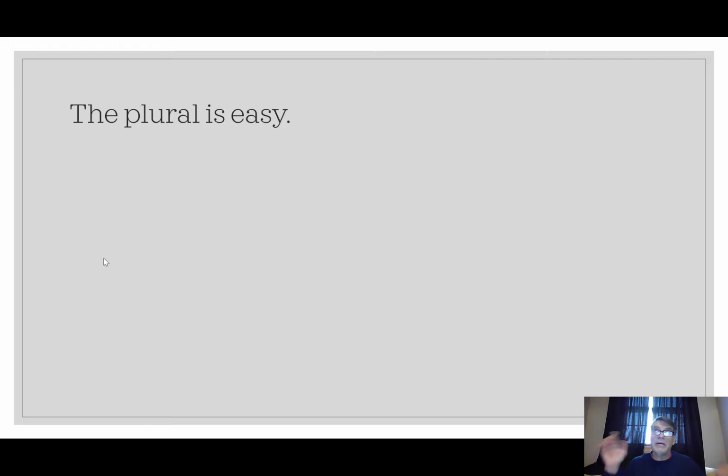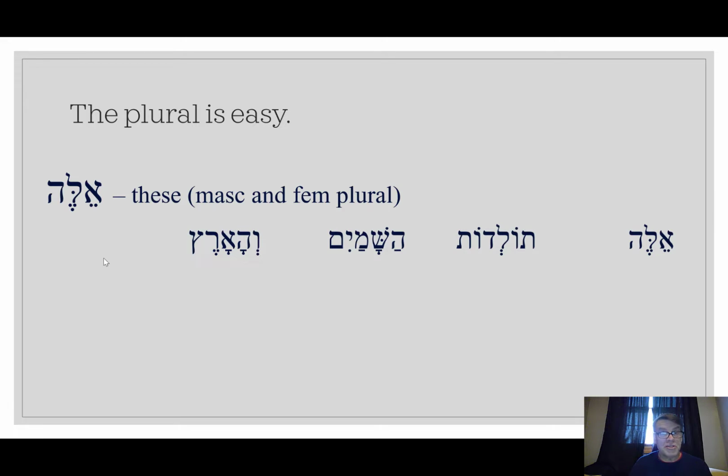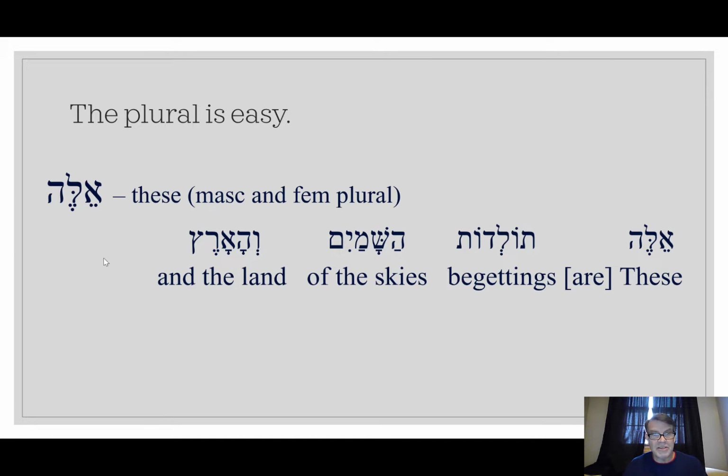The plural, you might think I'm going to have to memorize a bunch of forms. Well, good, we don't. Ele is these, and ele is used both for masculine and feminine plural forms. So if I want to say these are the men or these are the women, I'm going to use ele. Here's an example from Genesis 2:4. These are the begettings of the skies and the land. Or in some versions, these are the generations of the heavens and the earth. The beginning of kind of the second creation in Genesis.